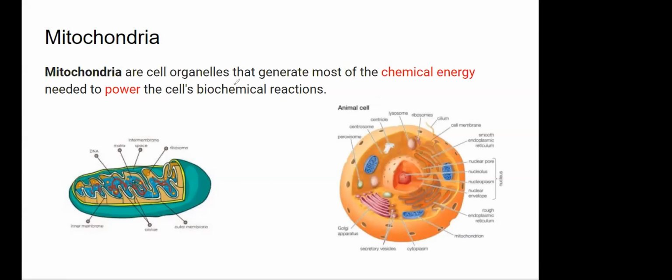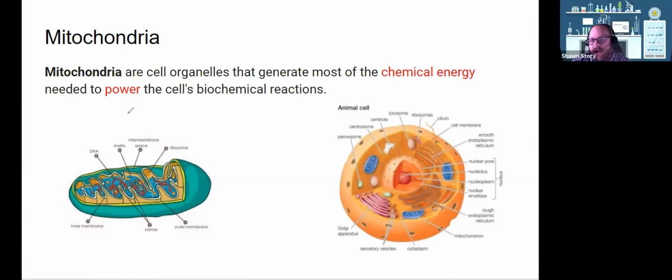Mitochondria are cell organelles that generate most of the chemical energy needed to power the cell's biochemical reactions. Very good. So when I hear the word mitochondria, I think energy or powerhouse. To use an analogy, if the nucleus was the brain, it has all the information, the mitochondria would be kind of like the heart. It produces the energy. It is what creates all of the energy for the cell. It's its powerhouse, its power station. And so that is the mitochondria.